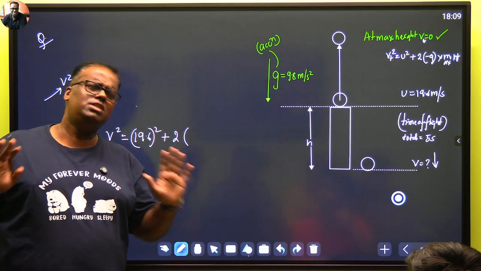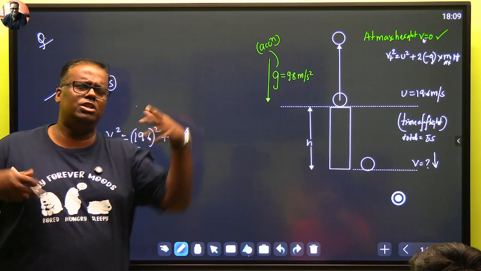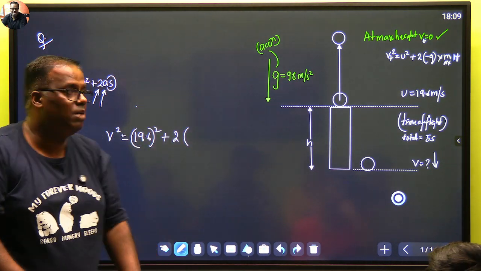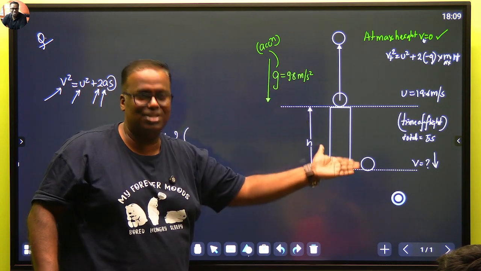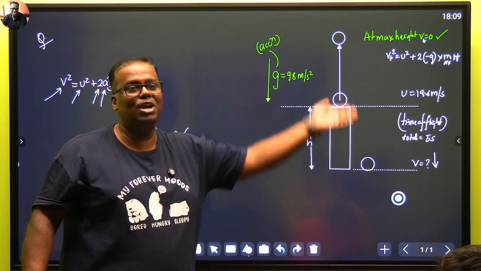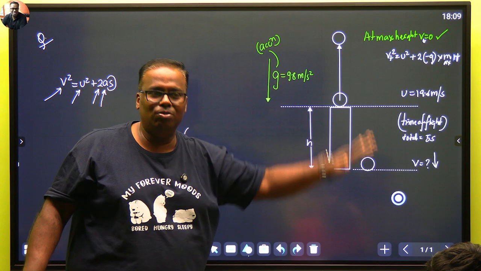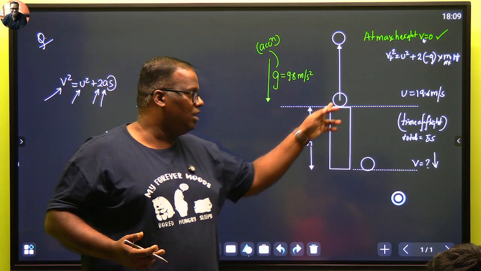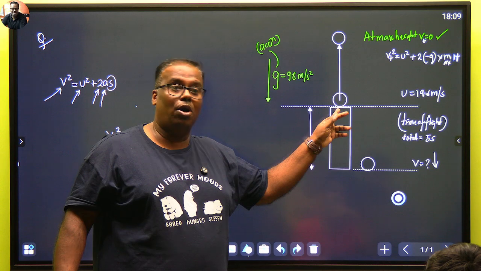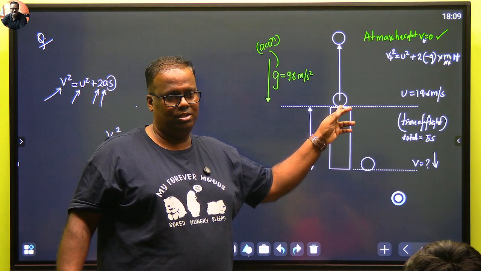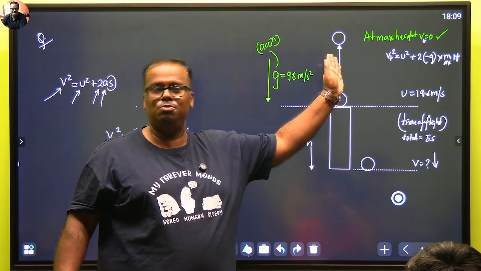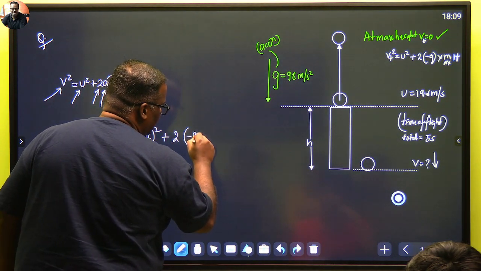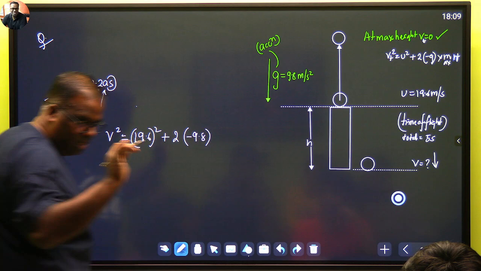A is always negative. It is always coming downward. Whether I go up or down, it doesn't matter. G is always negative because my problem works on the Cartesian coordinate system where everything upward is positive, everything downward is negative. And where is the problem starting from? Here or here? From the top. So this is my origin. Anything from the top from here is positive. See, you will automatically get the answer. 2 into negative 9.8. Clear?